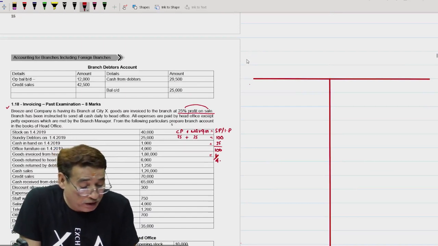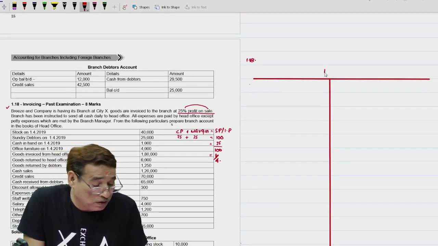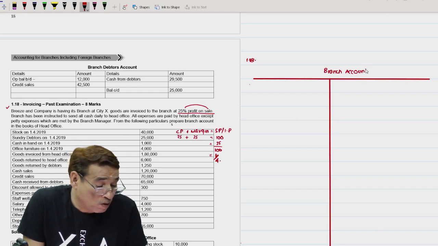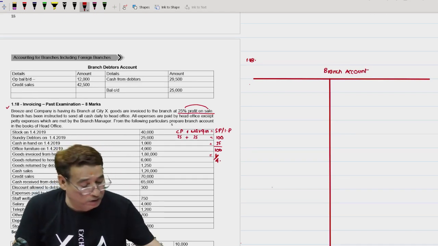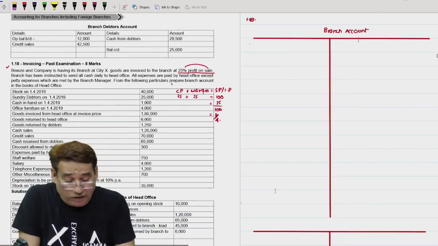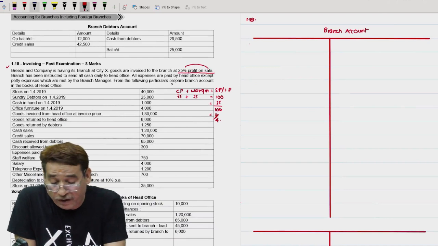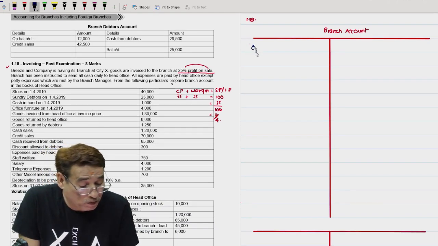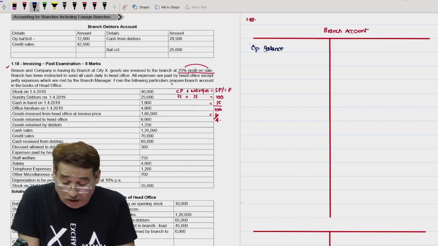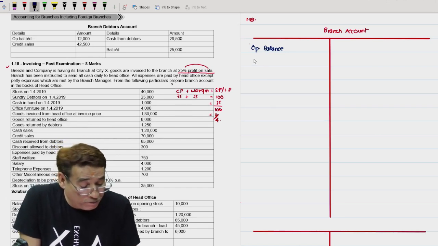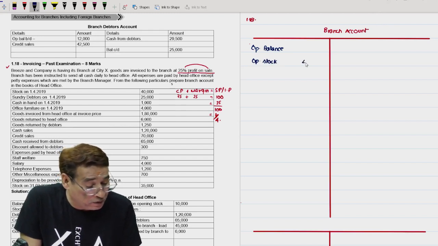This is 1.18. This is the question which we are picking up. So this is your branch account. And branch debtors account. So first of all, let me begin. Let me write first of all here opening balances. As far as your opening balance is concerned, that is with respect to stock, opening stock first of all we will write here. Amount of opening stock is 40,000. This is of course at invoice price.